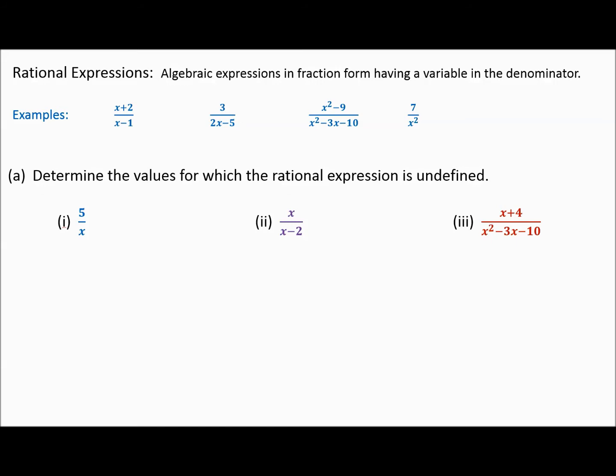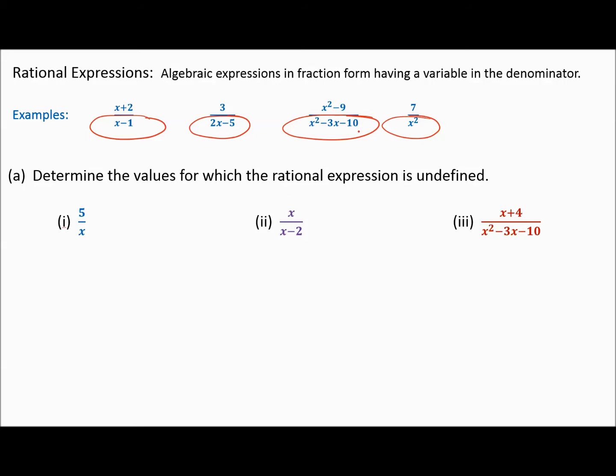You'll see 4 different examples here. Notice what's common to all of them is every one of them has a variable in the denominator. The denominator could be something simple, just an x. None of these just has an x. This one at the end has an x squared. Or it could be a trinomial like this one, x squared minus 3x minus 10. But they all are in fraction form, which is what rational means in math.